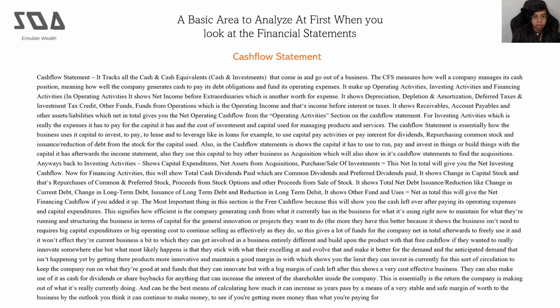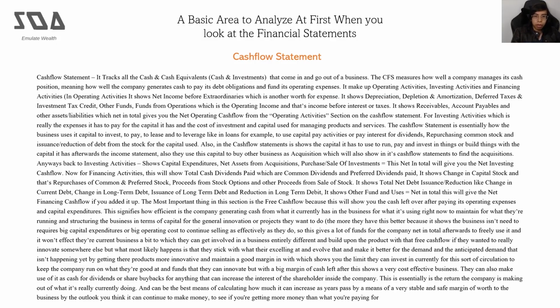The cash flow statement is essentially how the business uses its capital to invest, to pay, to lease, and to leverage, like in loans, for example, to use capital for payment activities or to pay interest, for dividends, repurchasing common stock, and issuance and reduction of debt. Also, the cash flow statement shows the capital it has to run, pay, and invest in things or build things with the capital it has after the income statement.